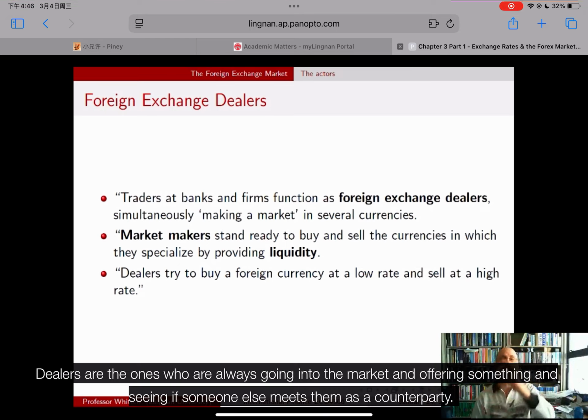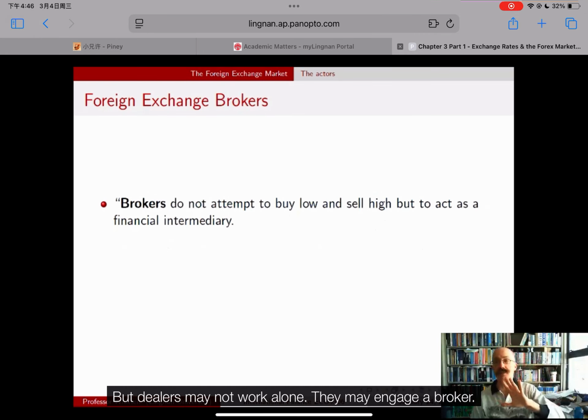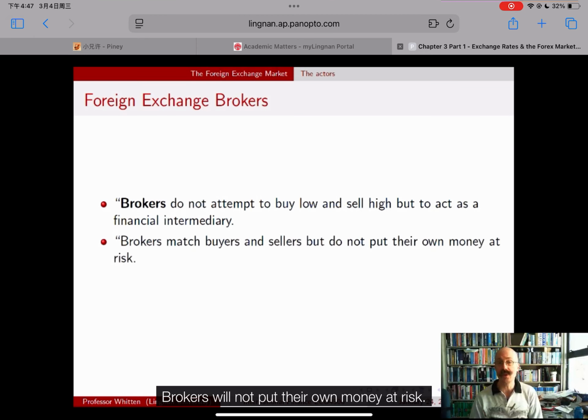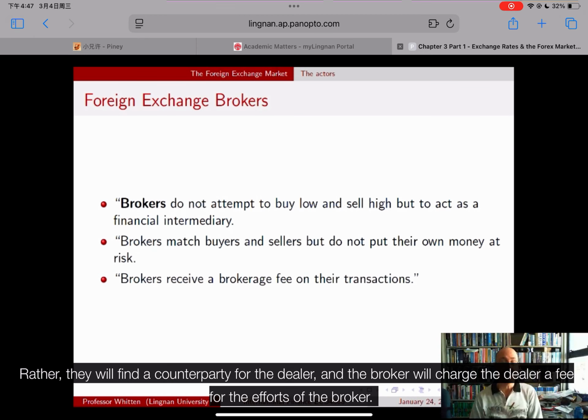Dealers are the ones who are always going into the market and offering something and seeing if someone else meets them as a counterparty. But dealers may not work alone. They may engage a broker. Brokers act as agents on behalf of the dealers who are employed by the company or the bank. Brokers will not put their own money at risk. Rather, they will find a counterparty for the dealer, and the broker will charge the dealer a fee for the efforts of the broker.